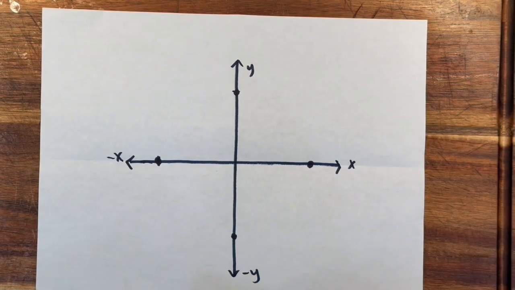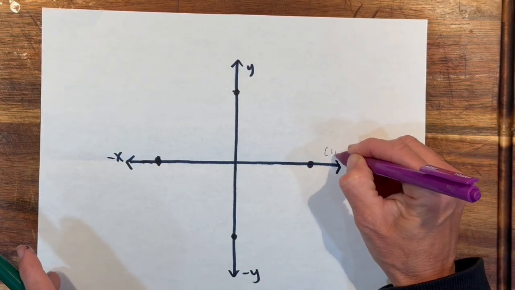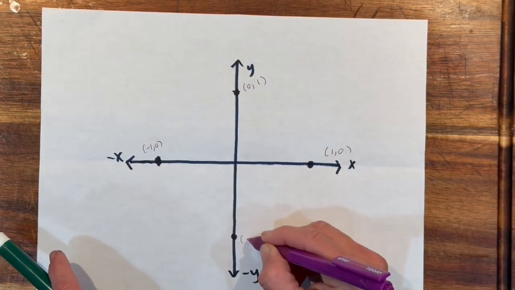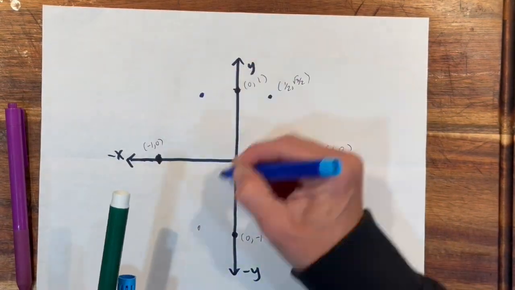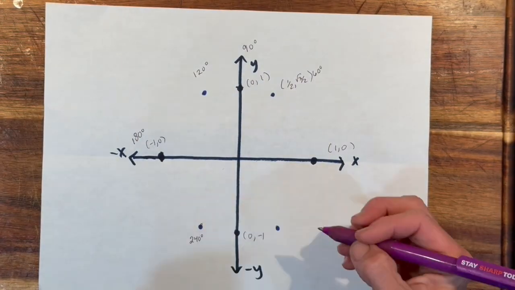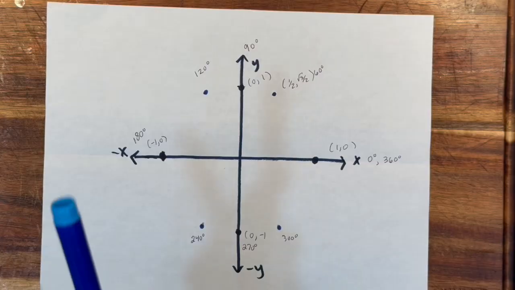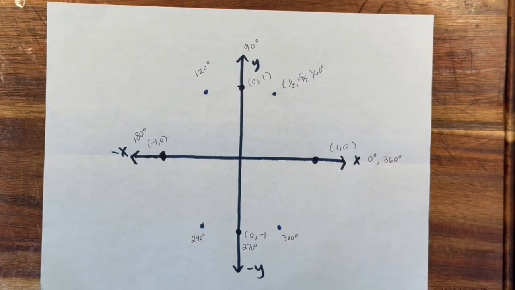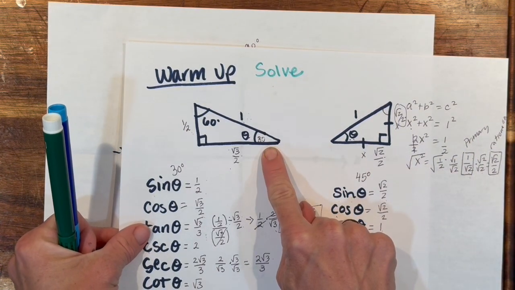Back on a blank one. And let's quickly label what we know. This is 1, 0. So who's going to be most closely related to this special triangle is going to be our 30-degree angle measure.